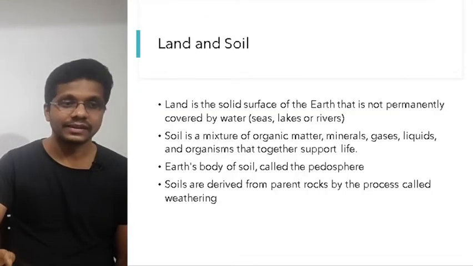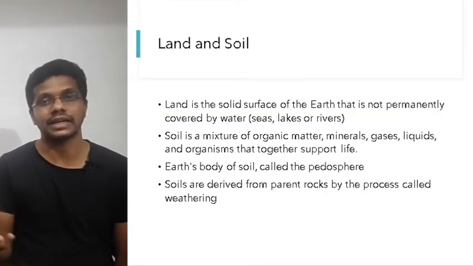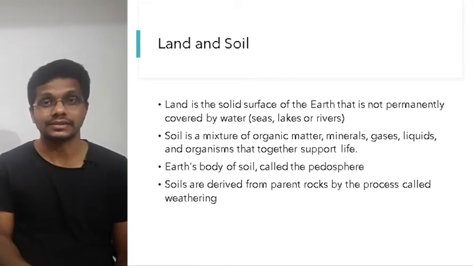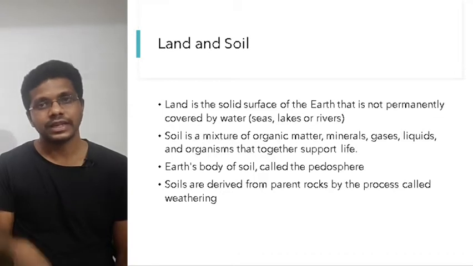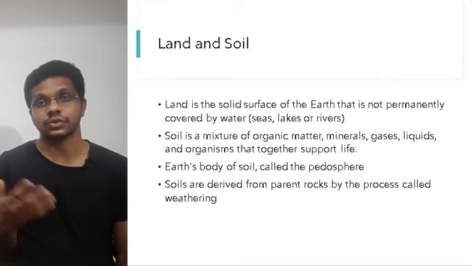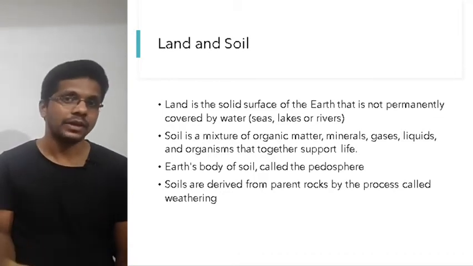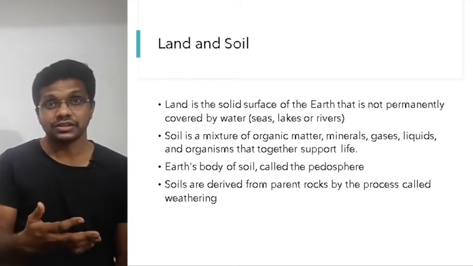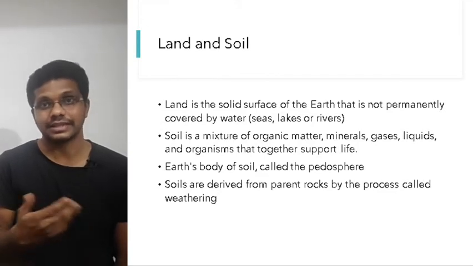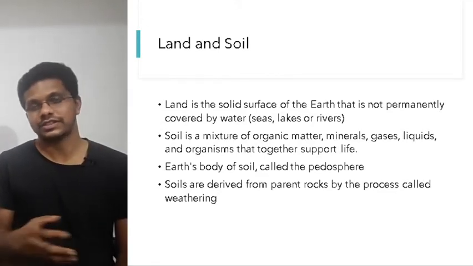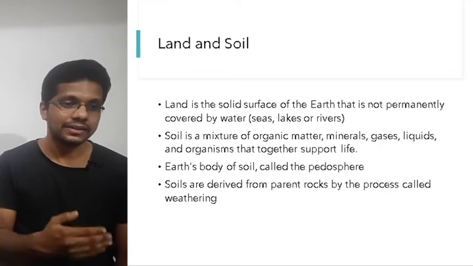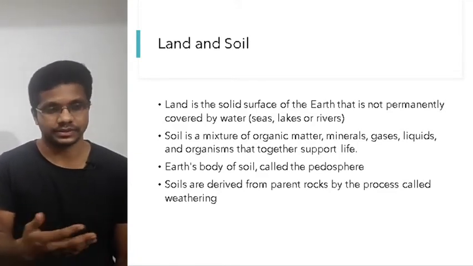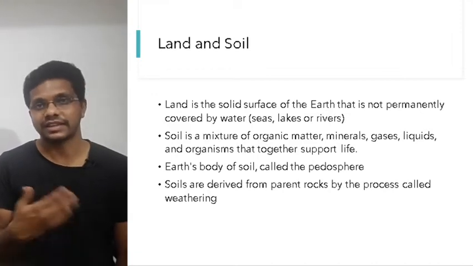Land is the soil surface of Earth which is not permanently covered by water. Most of the areas on Earth are actually covered by oceans. So the area which is not covered by ocean, rivers or lakes is termed as land. And soil is a part of land. Soil is a complex mixture. It contains organic matter, gases, minerals, liquids and organisms. So it's a combination of several things. This Earth's body of soil is called the pedosphere. And soil is formed by the weathering of rocks.